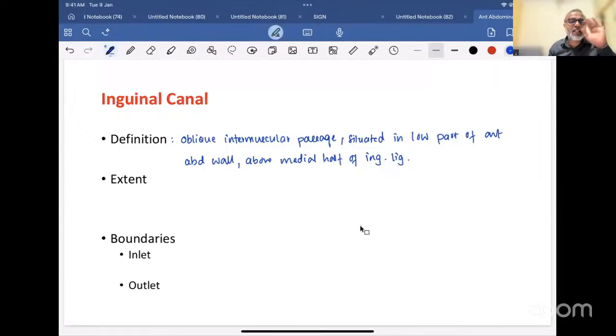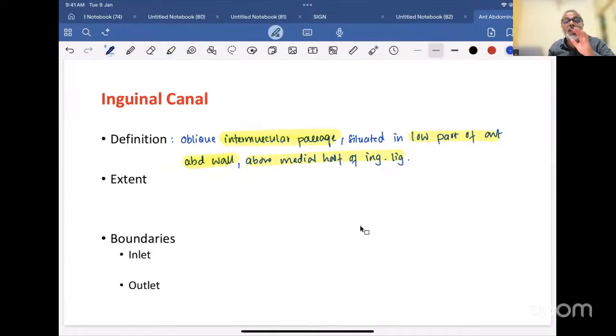This is the complete answer for the definition of inguinal canal. This is what the examiner actually looks for. So what do you need to highlight? One is it's an intermuscular passage, and it is located in the lower part of the anterior abdominal wall above the medial half of the inguinal ligament. So just highlight it, right?